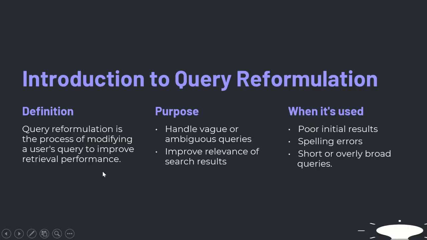So, getting to the introduction, let's start with the basics, the definition. Query reformulation is a process of modifying a user's search query to get better results for the user itself. Then, why is it important? Because users often enter vague and ambiguous queries. For example, if someone just types Apple, what do you mean? Do you mean the fruit or the company or anything else?